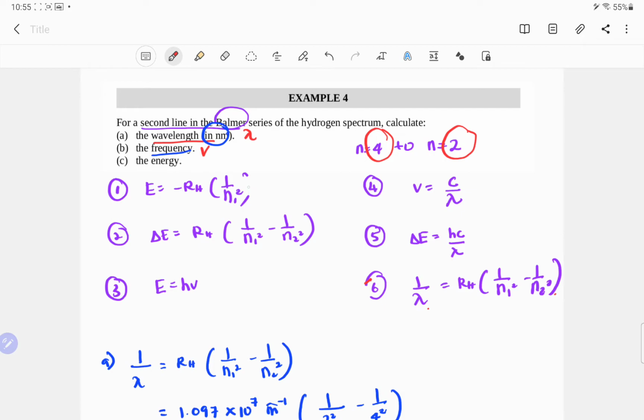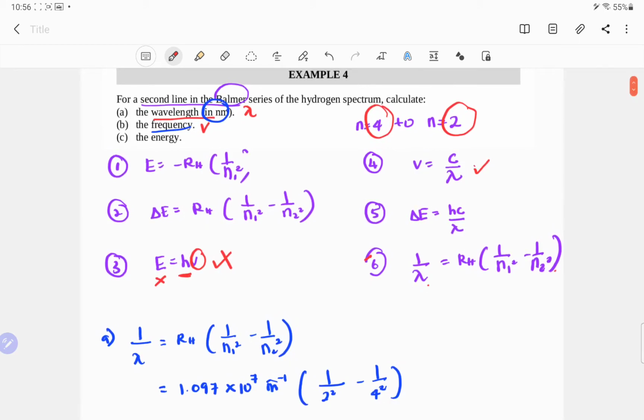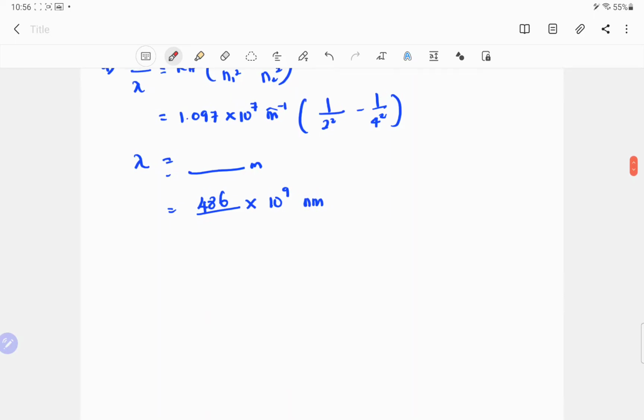The first formula, where is the v? The second formula has no v. The third formula has v. The fourth formula also has v. The fifth and sixth formulas have no v. If I use formula number 3 to find v, h is a constant, but do we have the value of E? No, there is no E value. So we cannot use formula number 3. Automatically we will use formula number 4: v equals c over lambda.